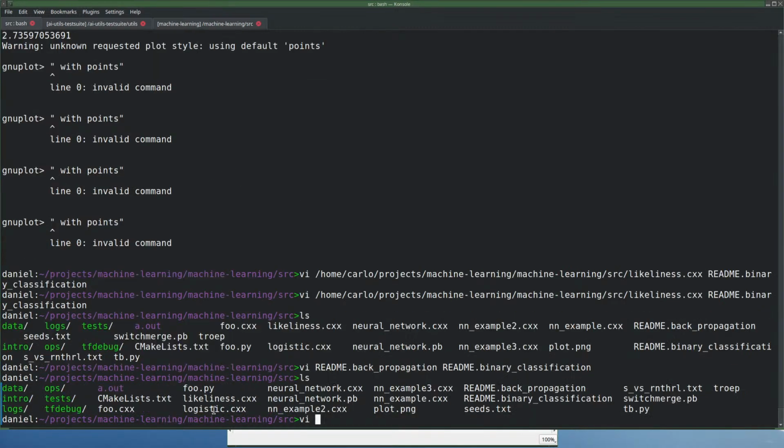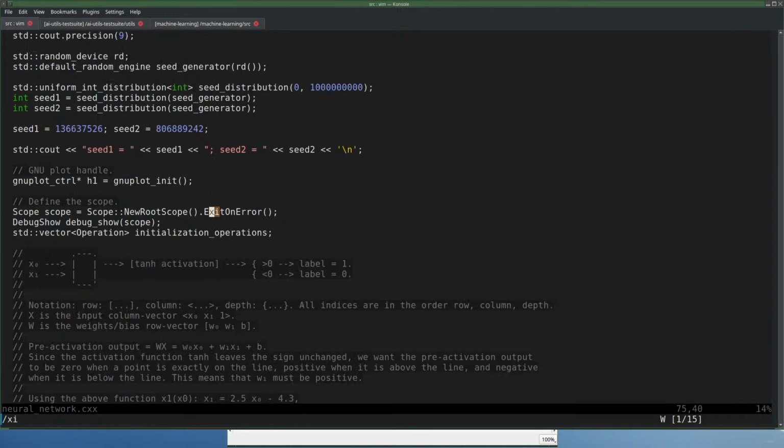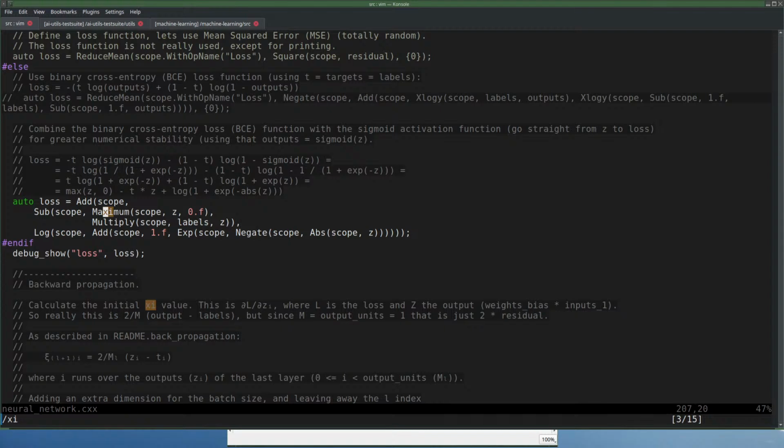And hopefully find there. I think in the neural network I already have an implementation of this. Something with Xi. Calculate the initial Xi value. Yeah. This is DLDZ, where L is the loss function, Z the outputs. Weights, bias times input. Yeah.